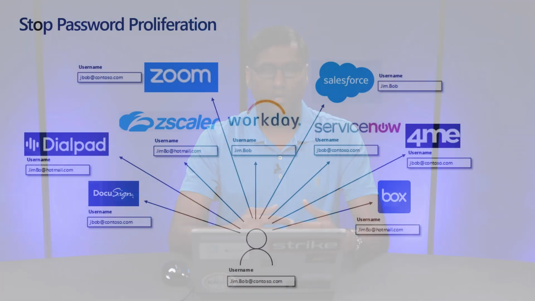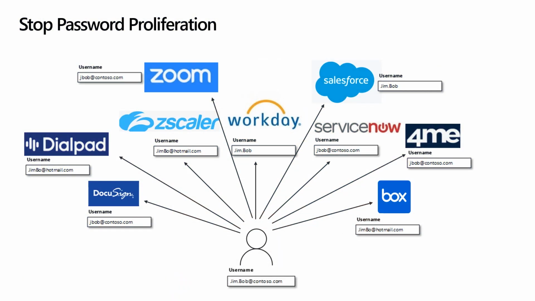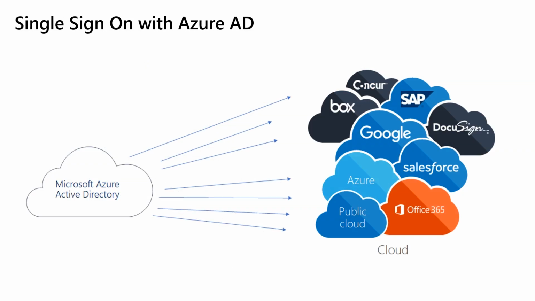So in this picture, you can see there are a bunch of types of usernames and passwords that Jim Bob is using, but his corporate identity is jim.bob@contoso.com. And you can see his credentials for Workday are jim.bob, whereas for the Zoom application it is jbob@contoso.com, and so on and so forth. So the password proliferation is huge in the organization, and the solution for that is first enabling single sign-on.